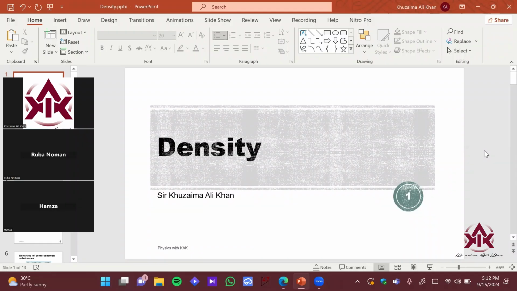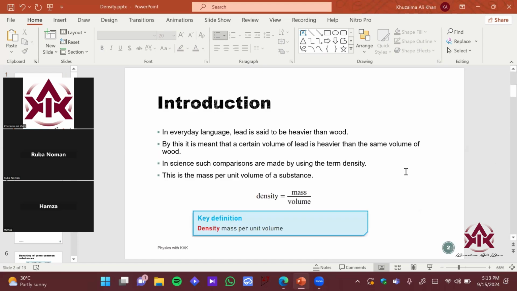Amount of mass per unit volume. Okay, Hamza, good. What about Aruba? Same, same to same, sir. Same answer. Okay, very good. Very smart. So it's the amount of matter per unit volume that Hamza said. Okay, that's close. So let's begin with the idea of density.